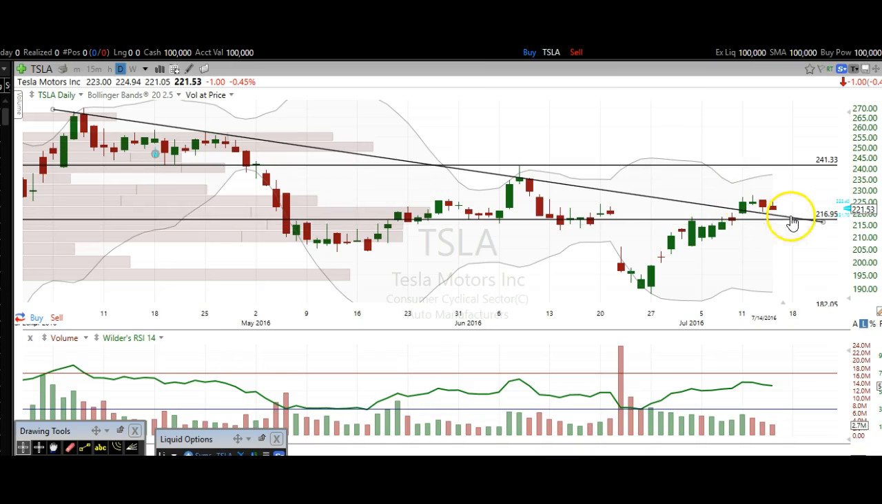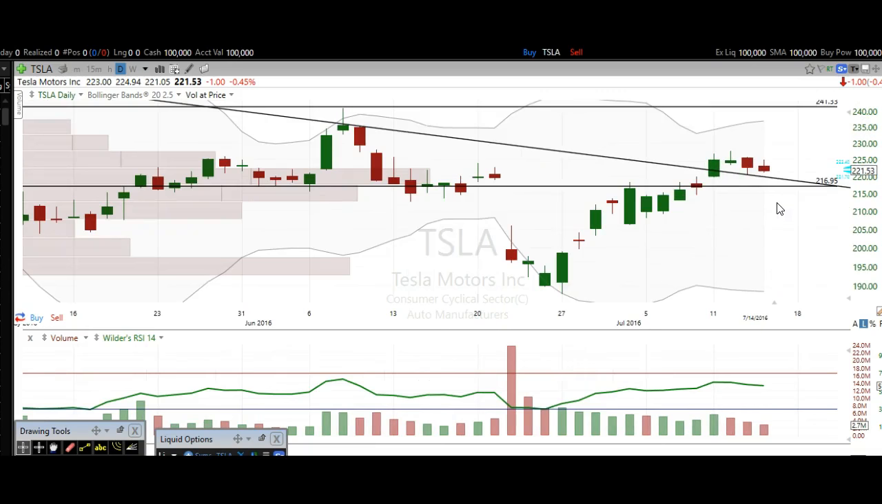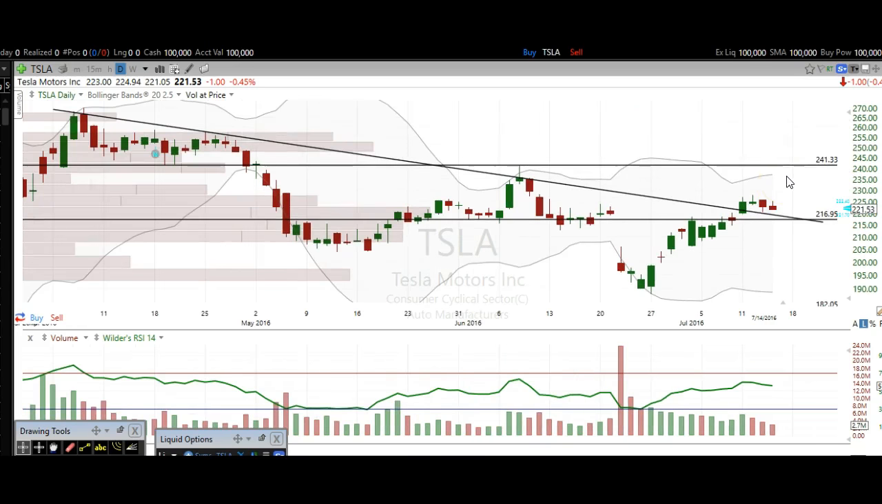And as you can see, while we are seeing some red candles, we are still above this downtrend line right here. So we've got support at about 217, as well as from the downtrend line that we broke over. So right around 217, and then we've got resistance. Main resistance is at about 241. So right here we've got support at 217, and then that main resistance in those two low 240s up here.